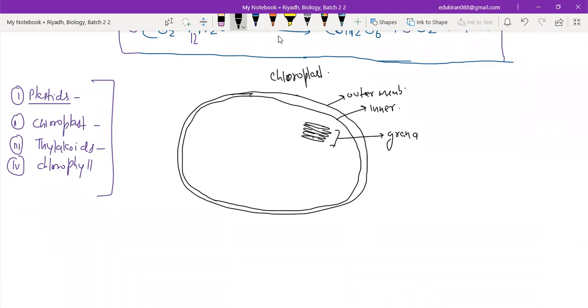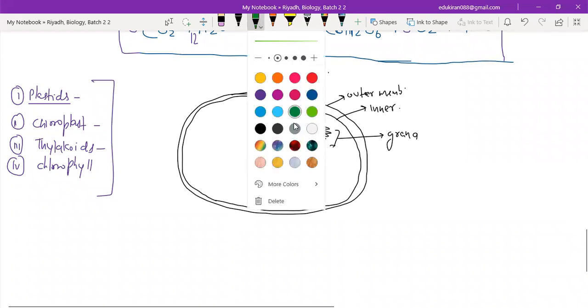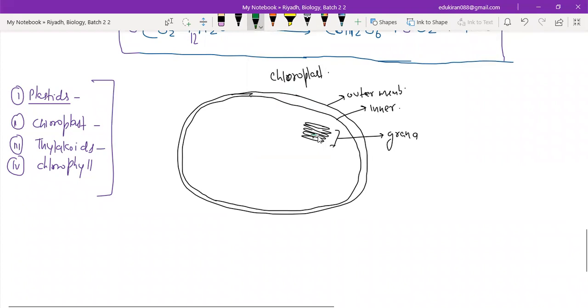I'm using green color to mark where chlorophyll is present. So chlorophyll is present inside also. Here, can you see where I'm marking? And it is also present between this membrane and the inner membrane. So this whole area is called stroma. Is it clear, everyone?